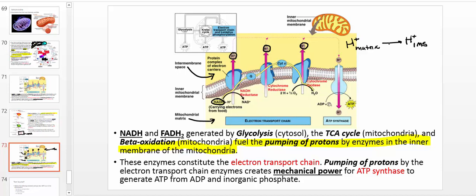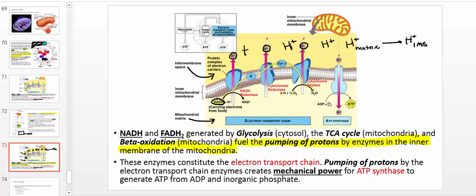Okay? Now, if you think back to your cell physiology, well, if I'm pumping lots of these protons, these H pluses, from the matrix into the inner membrane space, that's going to essentially create a large amount of protons out here.